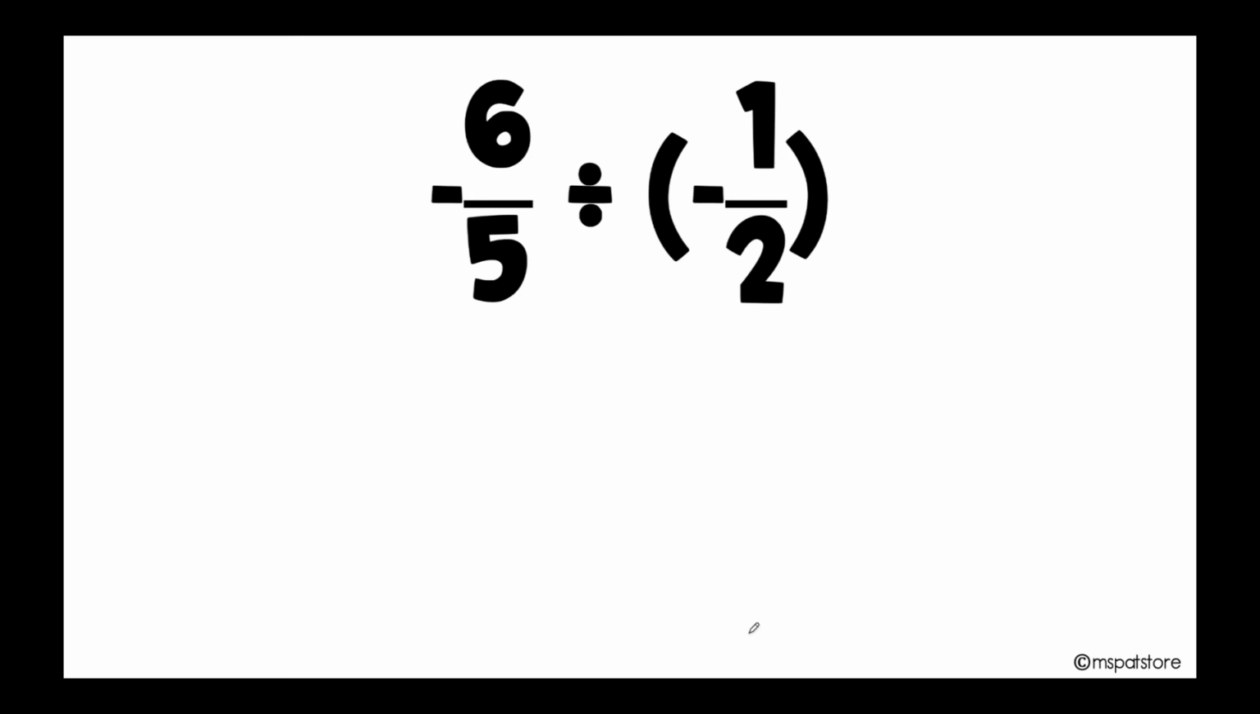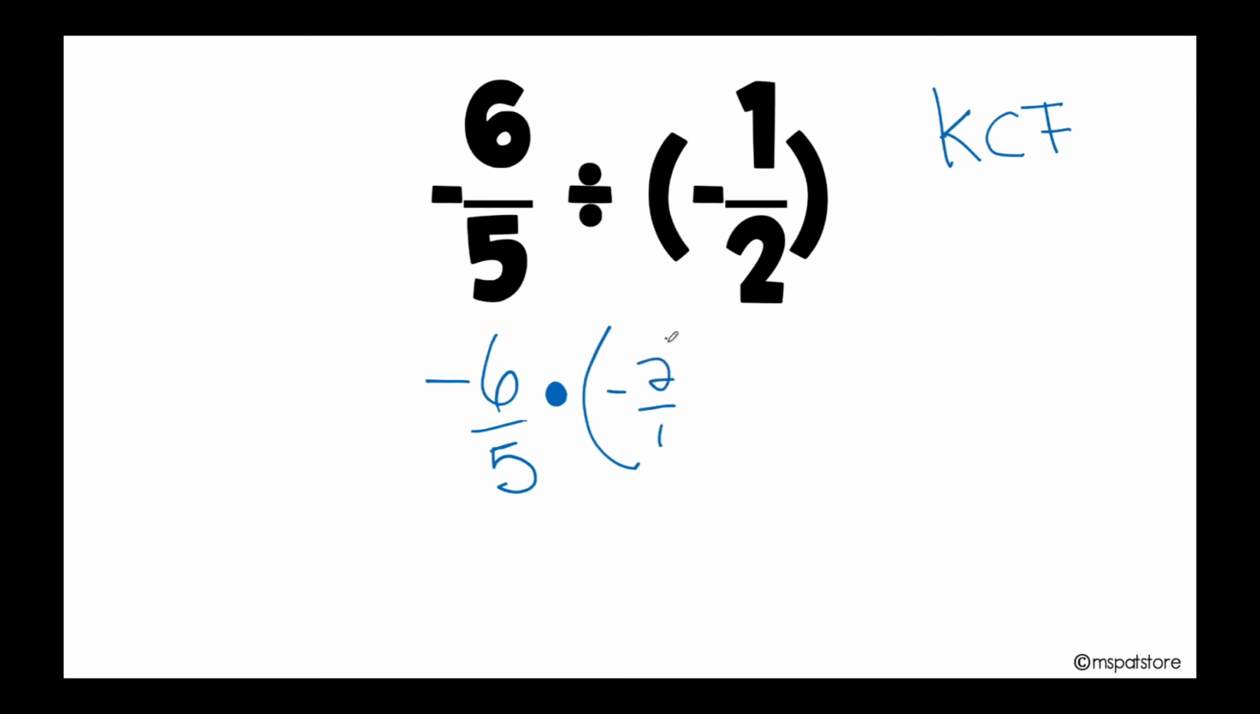Pause the video and try to do this division by yourself. Remember, keep, change, and flip. Very good. So I'm going to keep the first fraction the same. I would change the division sign for a multiplication sign, and then I'm going to add the reciprocal or just flip my second fraction. So it will be negative 2 out of 1.